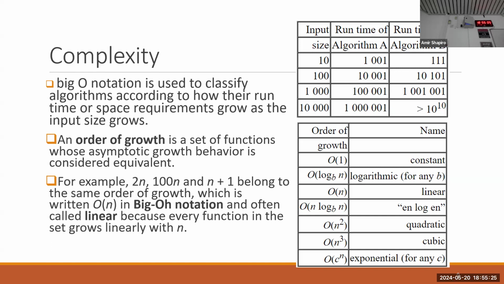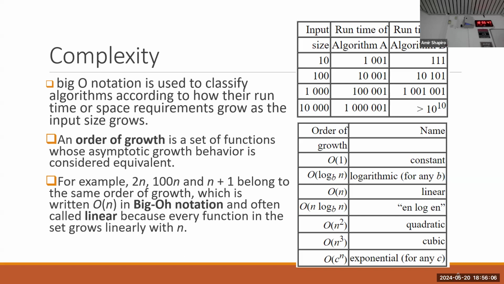For example, if n is the size of the input, then 2n, 100n, and n plus 1 are the same order of magnitude because they are linear in n. It doesn't matter that here the coefficient is 2 and here it's 100 and here it's only 1, because it grows the same as the input grows. It's linear with n, and we say it is order of n, O of n. This is the big O notation. And this is called linear.